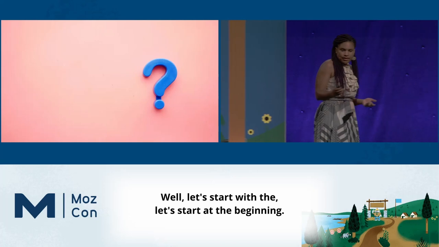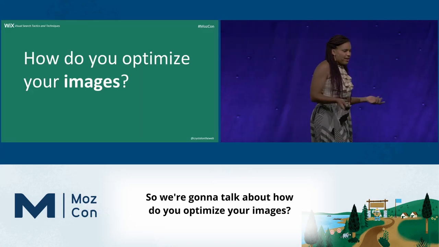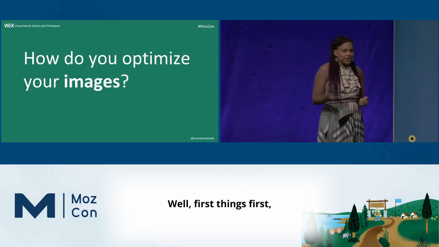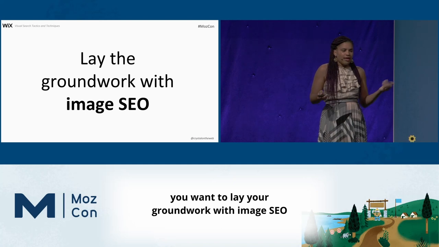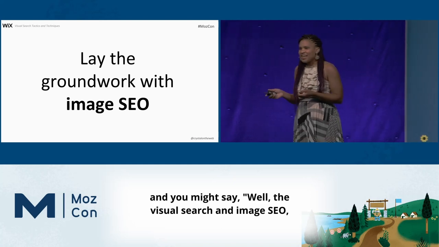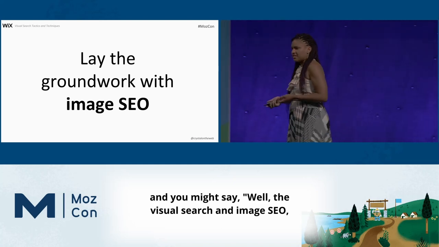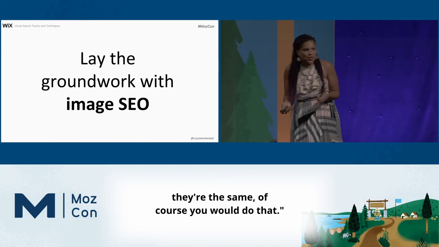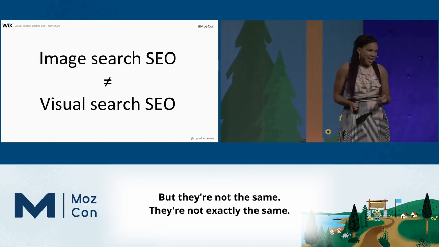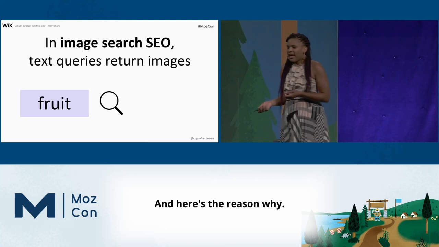let's start at the beginning. So we're going to talk about how to optimize your images. Well, first things first, you want to lay your groundwork with image SEO. And you might say, well, visual search and image SEO, they're the same. Of course you would do that. But they're not exactly the same. And here's the reason why.